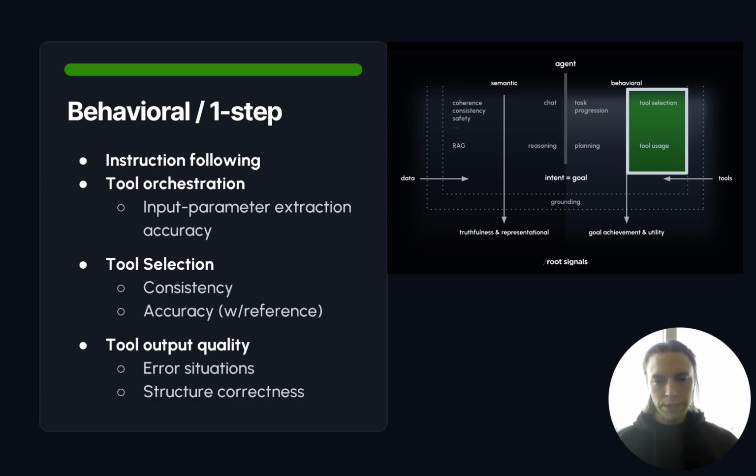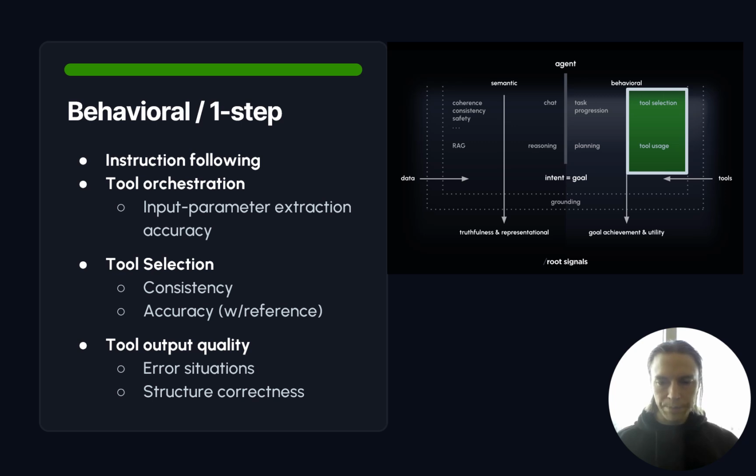And now we move to the action side. Here we have things to evaluate, such as whether the agent is following instructions. Is it extracting the tool characteristics correctly? Is the right tool being selected? Is the output quality of the tools correct? Are error situations handled correctly? Are the structures in the JSON tool usage format correct?